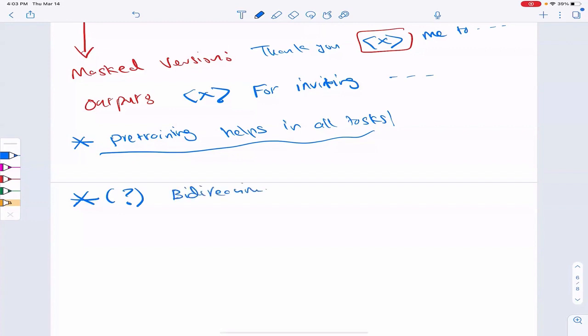Bidirectional attention helps. Maybe. But anyway, that's the second finding that they have.